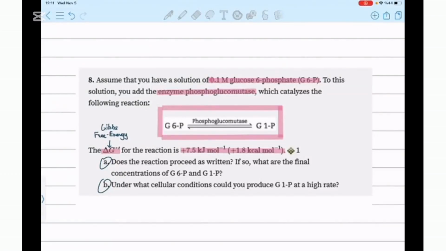So for this question, we are given a solution of 0.1 molar concentration of glucose 6-phosphate, or G6P, and in the solution, the enzyme phosphoglucomutase is added. And this produces the following reaction where G6P is converted into G1P. The question also gives us the Gibbs free energy and asks us to find the final concentrations and the cellular conditions under which G1P is produced at a high rate.